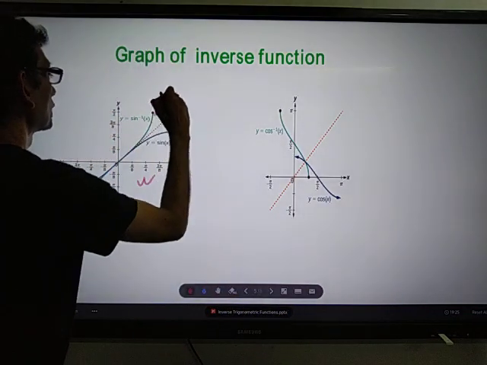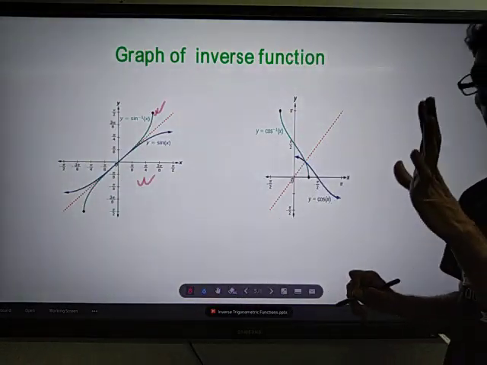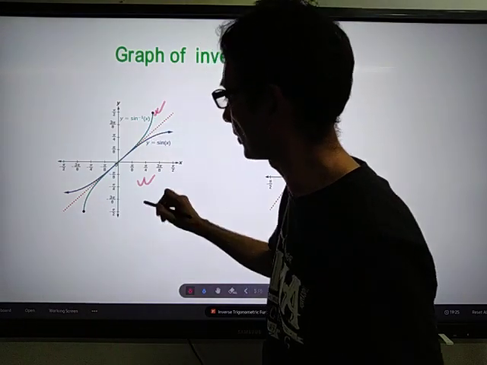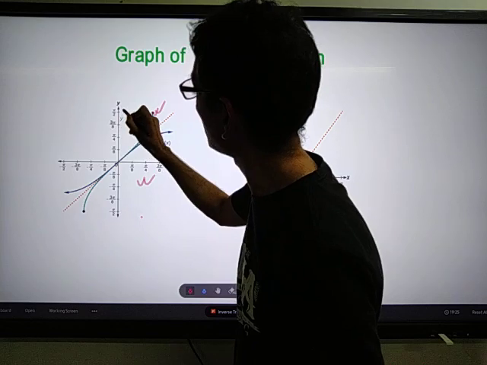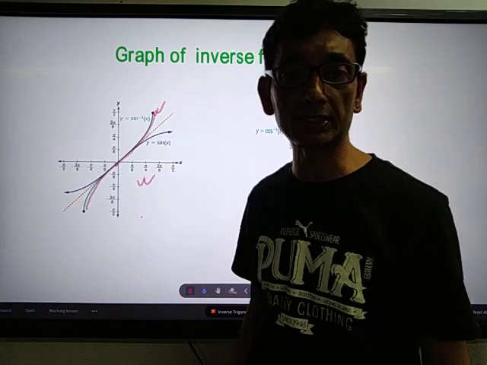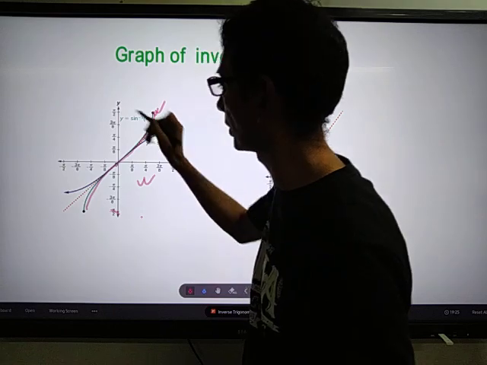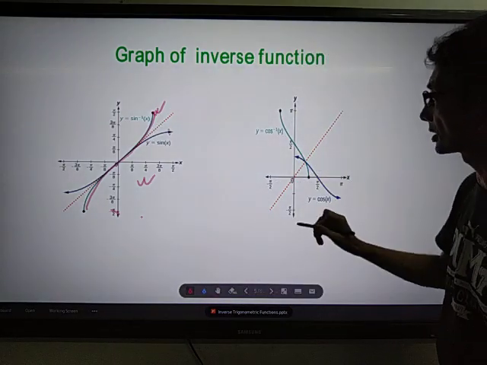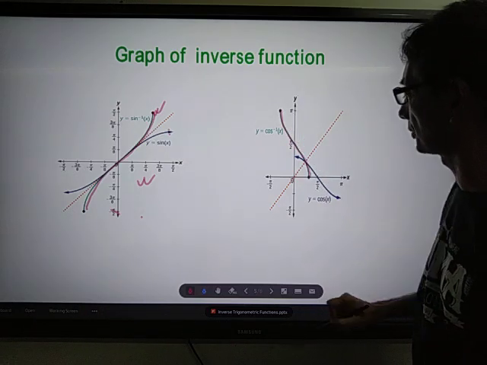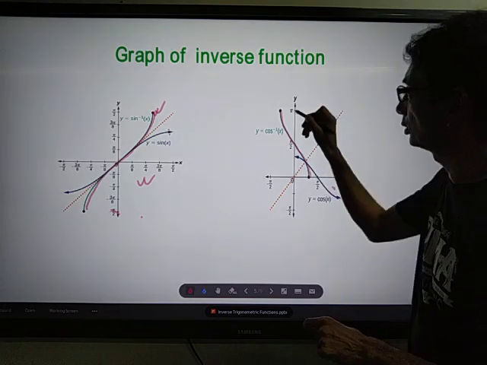So this graph represents sine inverse x. And remember, both graphs are shown on the principal value branch. We know that for sine inverse x, the principal value branch is from minus pi by 2 to plus pi by 2. So this graph is the graph of sine inverse x, and this portion is the principal value branch for sine inverse x. Similarly, for cos inverse x, the principal value branch is this. This is the graph on the principal value branch, and we know that the range of the principal value branch for cos inverse x is 0 to pi.